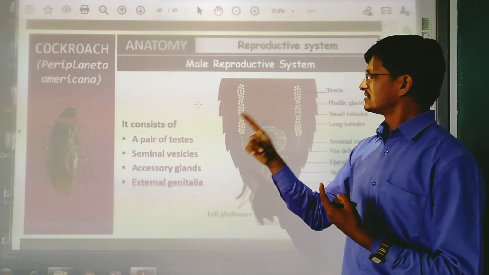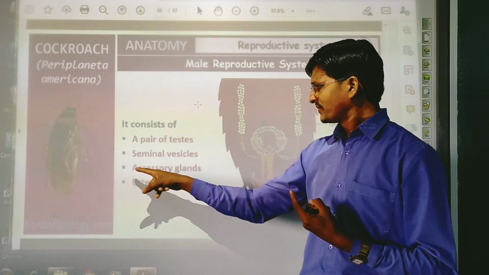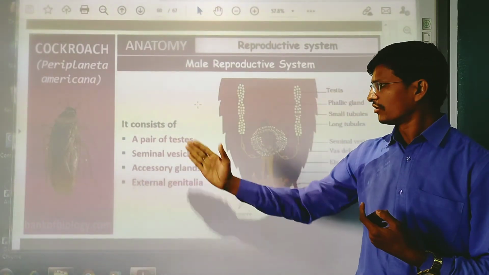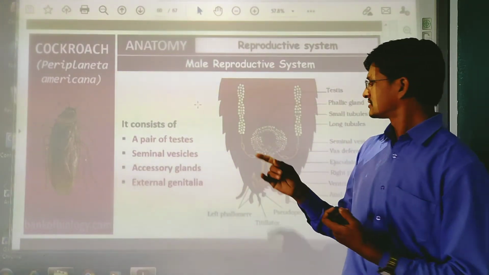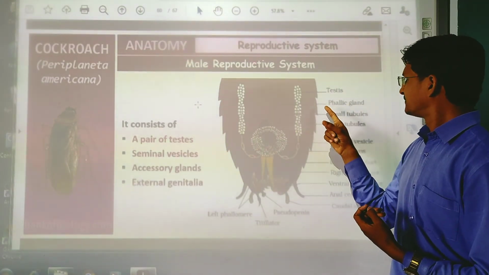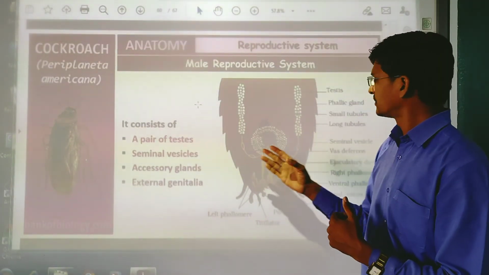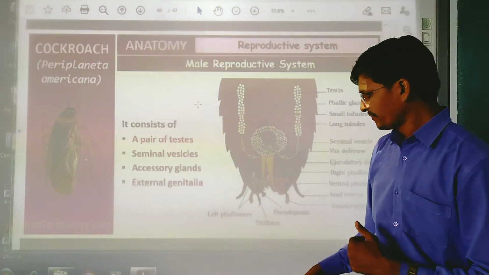The male reproductive system consists of a pair of testes, seminal vesicle, accessory glands, and external genitalia. So these are the main parts of the male reproductive system. The testes secrete sperm. Okay, so that function you know. And different organs, external genitalia.